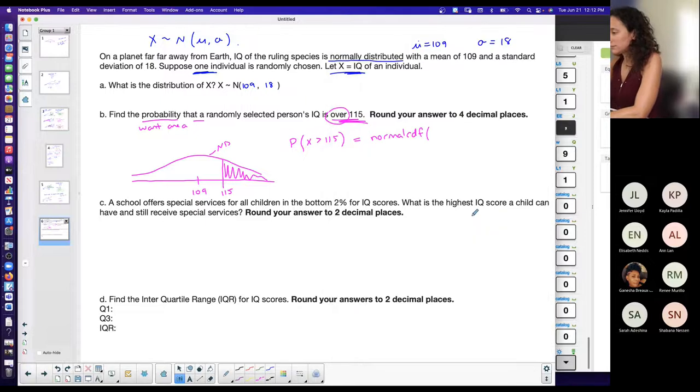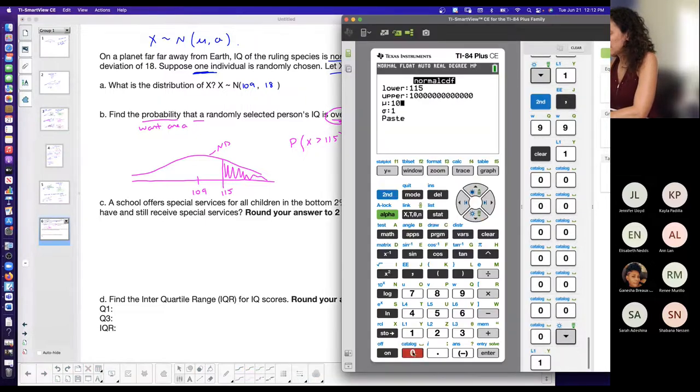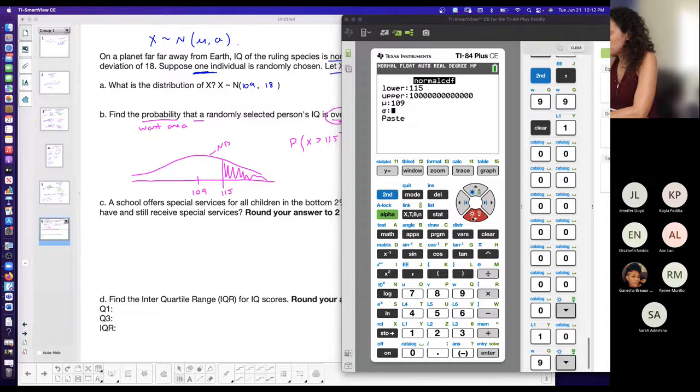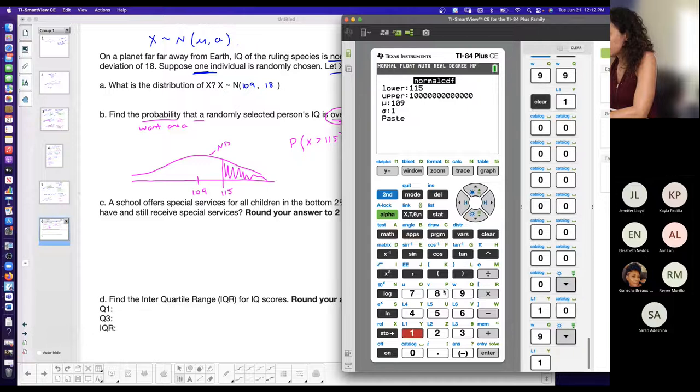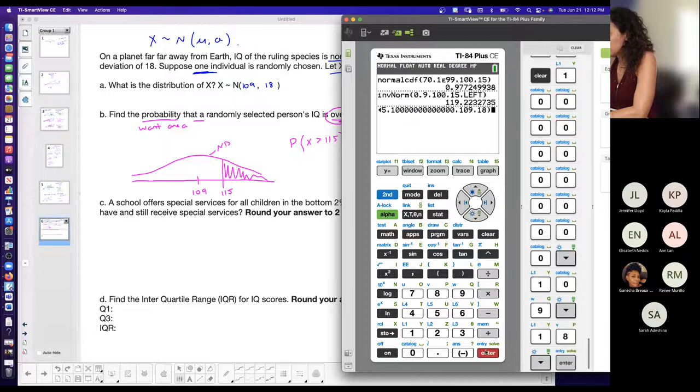My mean, what they give it to me as, 109. And my standard deviation was 18, which is also here, mean, standard deviation. Okay, let's paste it. 0.36.